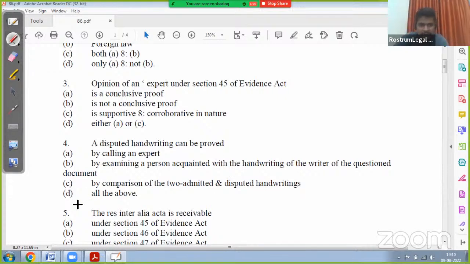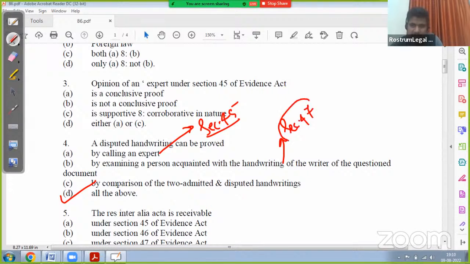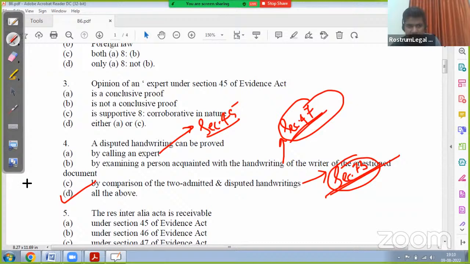So its correct answer will be option D, because all of these are ways to examine the handwriting of a person. Section 45 के अंदर opinion of the expert can be taken on handwriting. Section 47 के अंदर the court can call the person who is acquainted with the handwriting, and by the comparison of two handwriting, one is in dispute and another one is proved. ठीक है, this thing can be taken care of by the court. ठीक है, specifically stating under section 73. ठीक है, so its correct answer will be D, that is all of the above.